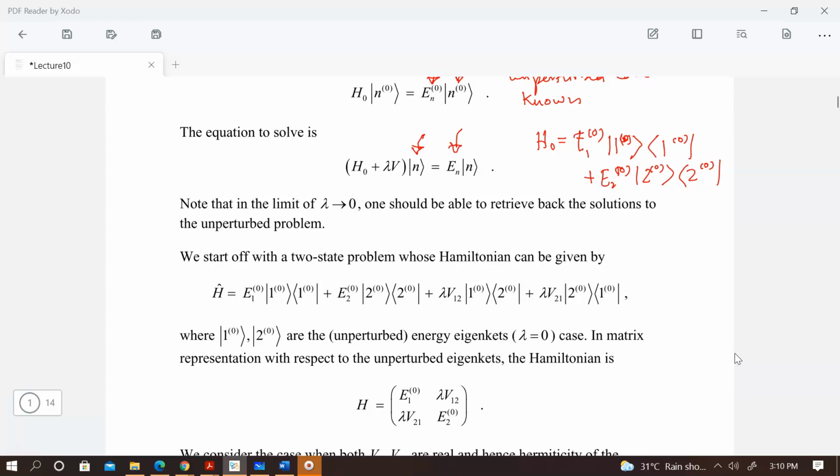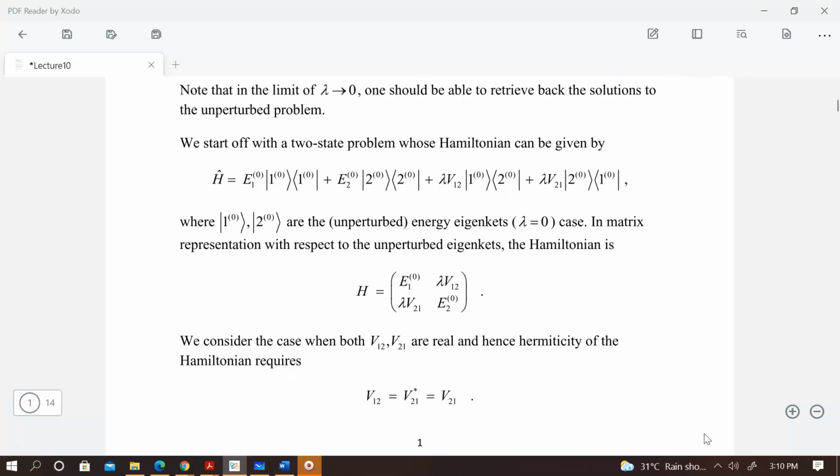Okay, but now we have terms coming from your lambda V, which should make your Hamiltonian, the total Hamiltonian, not be diagonal anymore. Okay, so in other words, you have terms coming as off-diagonal terms, which is written in terms of lambda V12, |1 naught><2 naught|, and lambda V21, |2 naught><1 naught|. Okay, so if you essentially expand this Hamiltonian in terms of this unperturbed basis, then it becomes this 2 by 2 matrix given here.